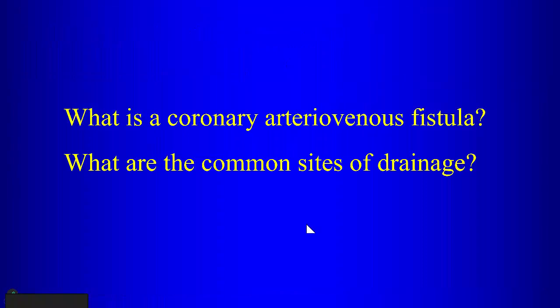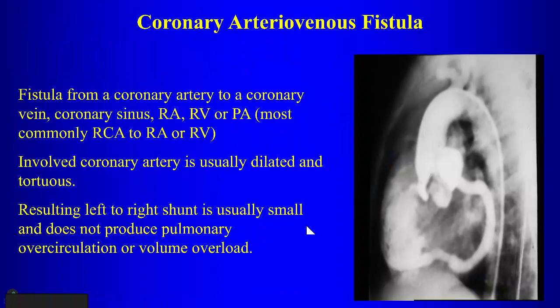So coronary arteriovenous fistula, what are they? What are the common sites? It's a connection from the coronary artery to a coronary vein, coronary sinus. Could also be right atrium, right ventricle, or pulmonary artery. Most commonly right coronary artery to right atrium or right ventricle.